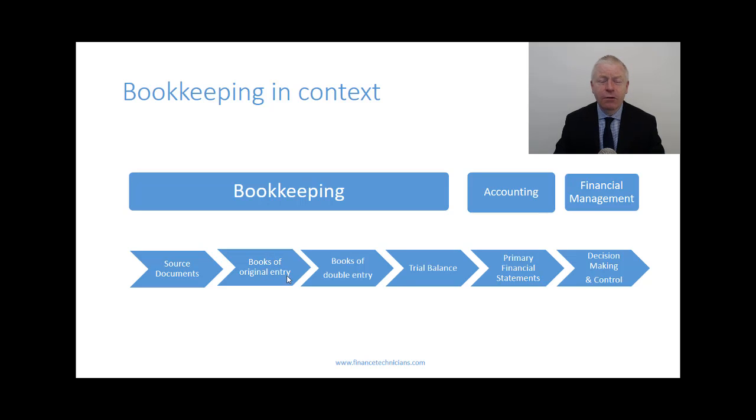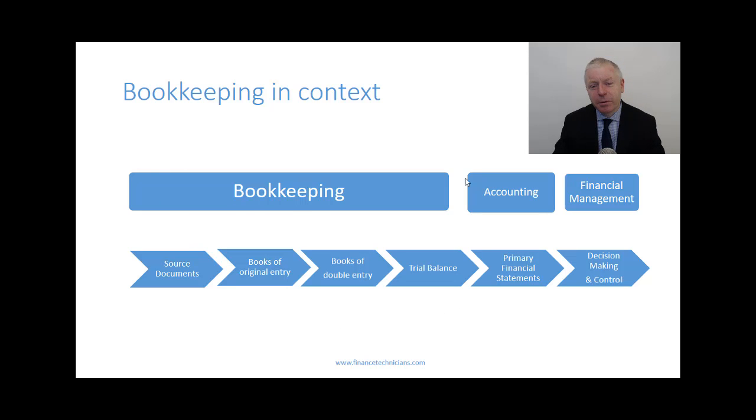So books of original entry are also known as books of prime entry, just in case you come across that term at some other stage. And then the information from the books of original entry is then used to populate the books of double entry. And then when all the entries are put into the books of double entry by using debits and credits, which we'll cover later on, the balances are transferred onto a trial balance, which is just simply a summary of all these transactions held here.